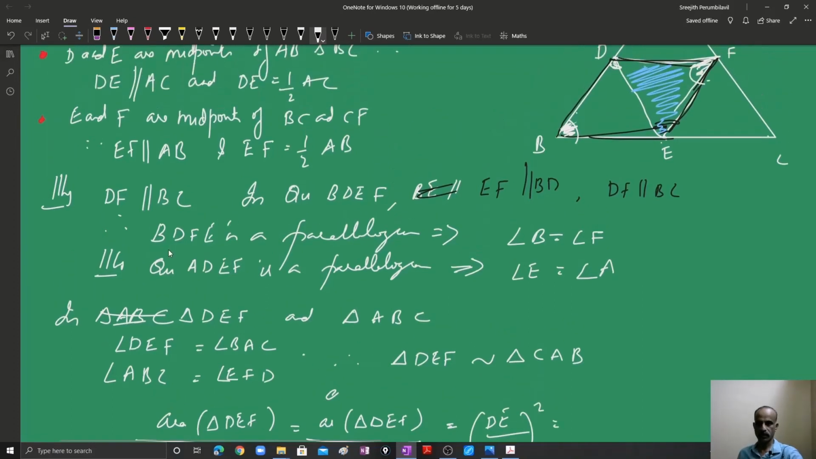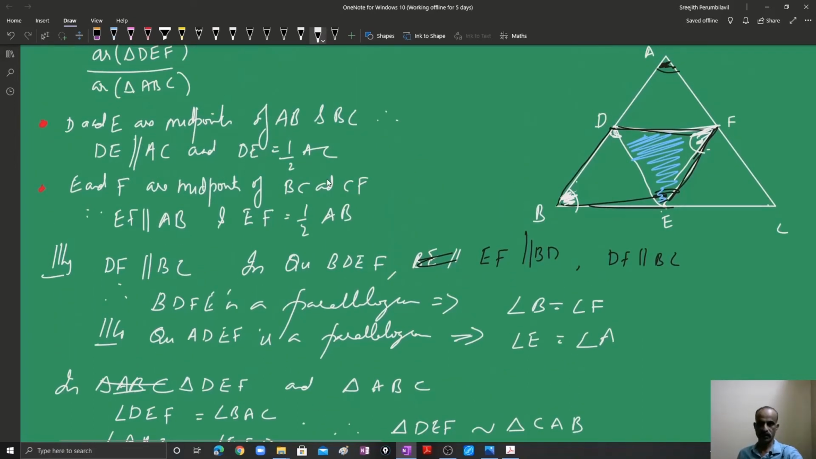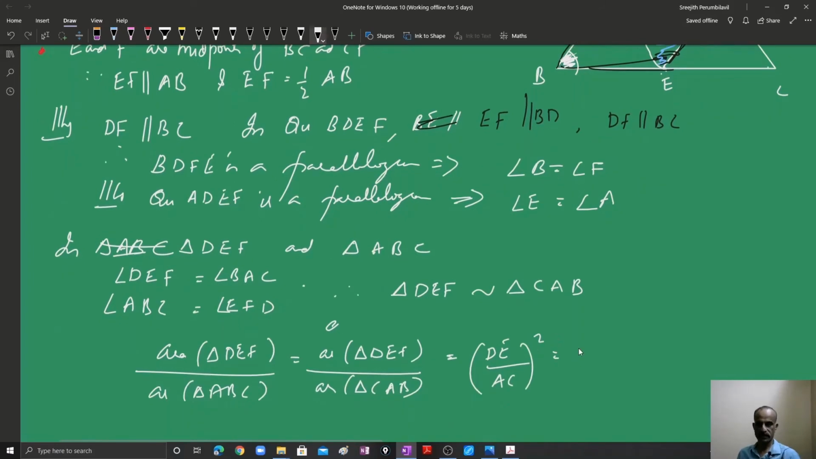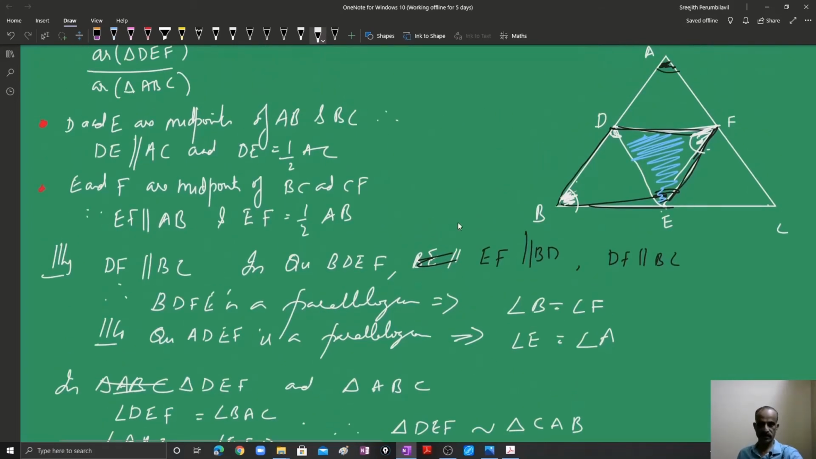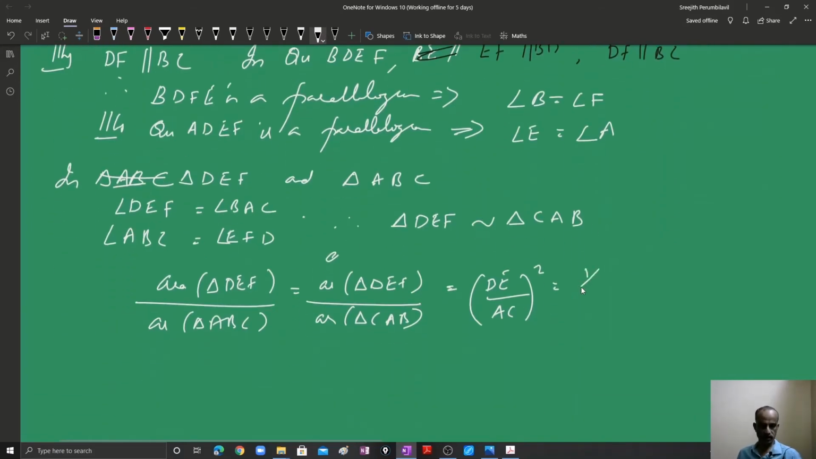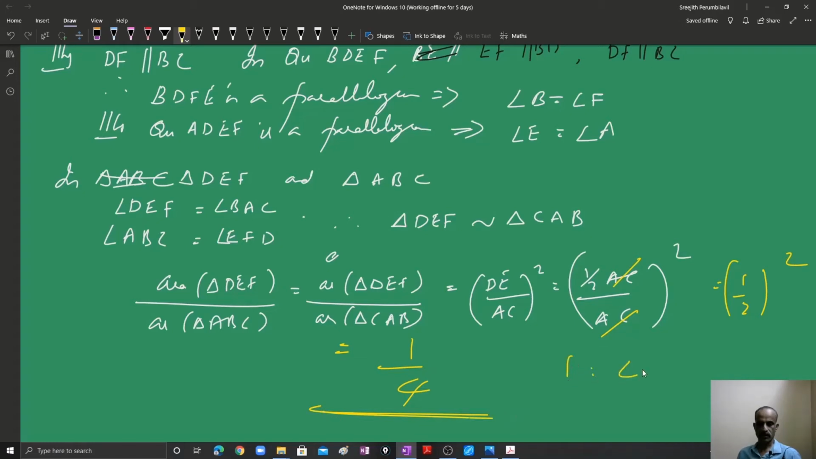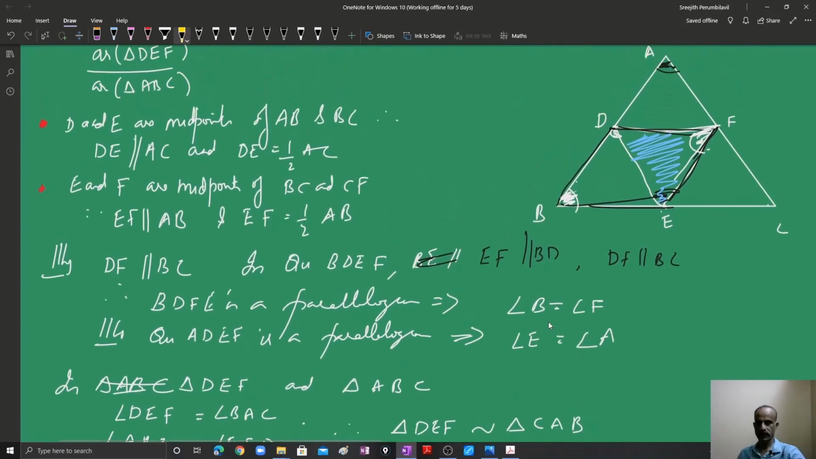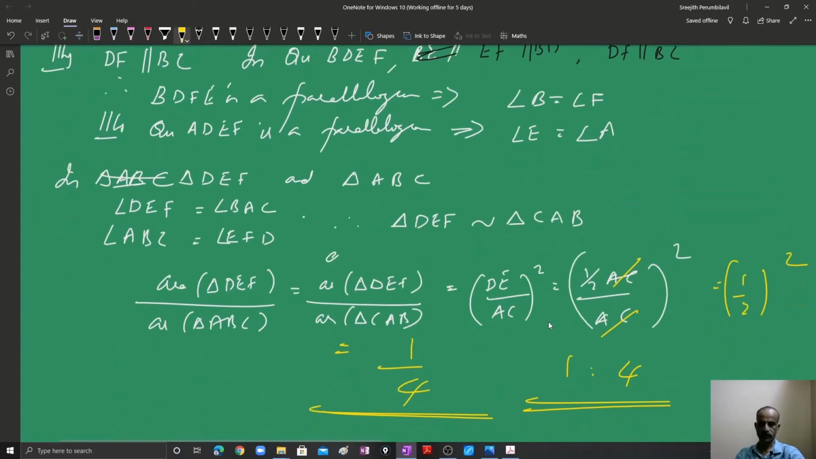What do you know about DA and AC? DA is equal to half AC. DE is equal, here it is given, DE is equal to what? Half AC. So half AC divided by AC whole square. AC cancels, that is equal to 1 by 2 whole square. The ratio of their areas is 1:4. Okay, pause the video again and again and then go through it. Next question.